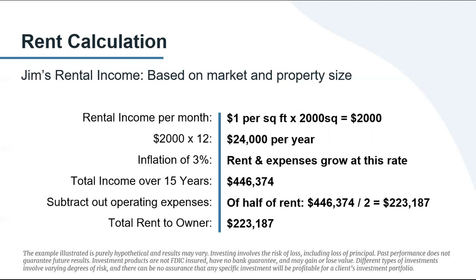So in this example, Jim just paid cash for the property. He paid $200,000 for this property, so he owns it outright. And then we're going to assume that half of rent is half of the expenses of that property. So repairs, things like that. So the total rent to the owner is $223,187.